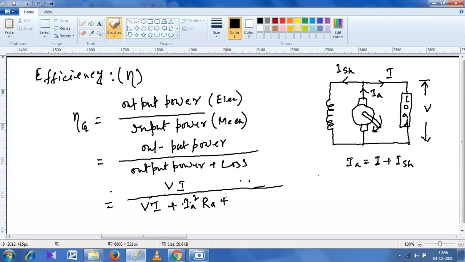And tell me whether the brush voltage loss depends on current or the voltage. Brush voltage drop. Voltage.